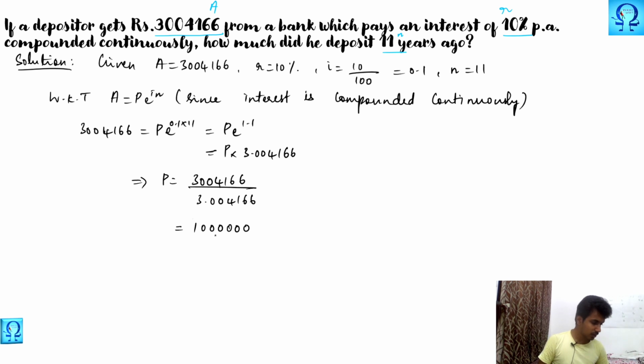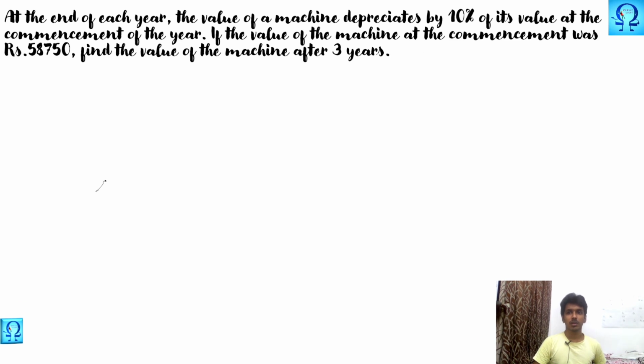So this is what he invested. Here we have 30 lakh. He has invested 10 lakh, and that 10 lakh amounted to 30 lakh 4,166 rupees in 11 years. Let us move to the next problem. Actually, before this, we will see, before looking at this problem, what we mean by depreciation and all.